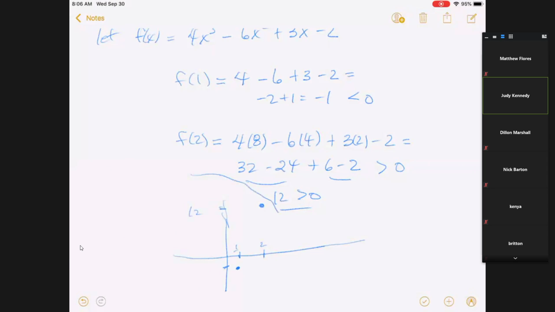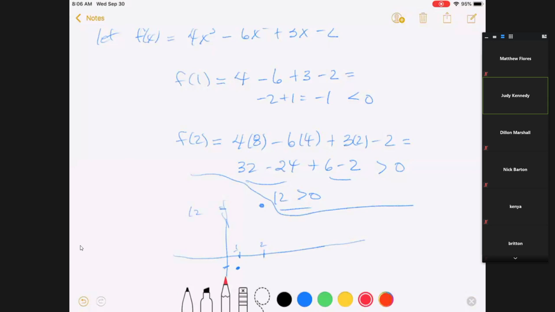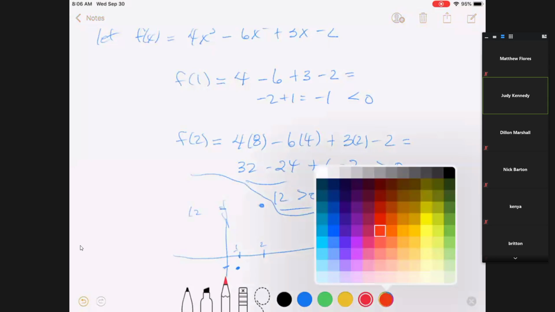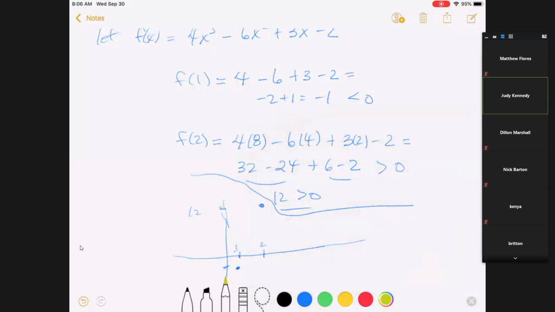I didn't allow enough room. But the intermediate value theorem says that in order to get from this point to that point, I have to cross all the levels in between. So it's got to do something like that. Now it could go up and it could do lots of other things. But in particular, it can't get from below the x-axis to above the x-axis without passing through the x-axis.